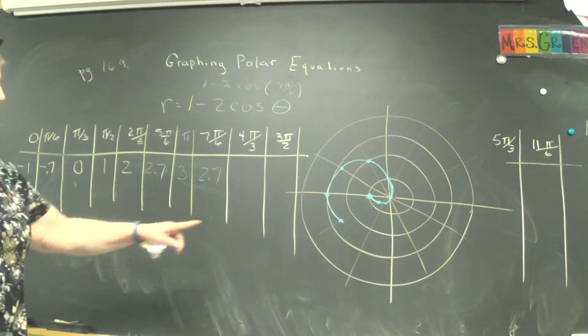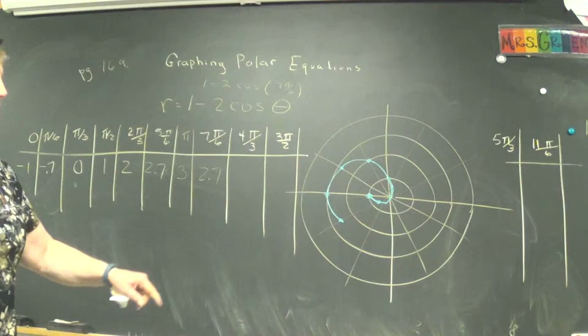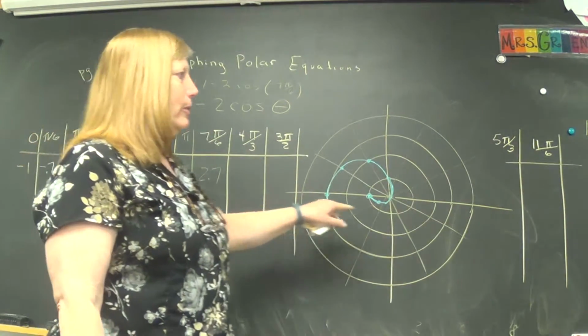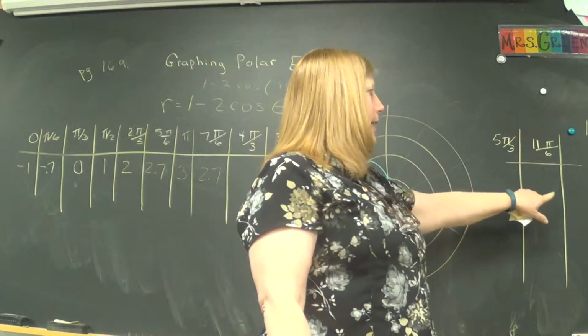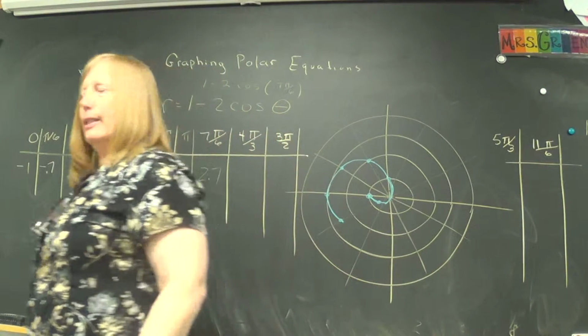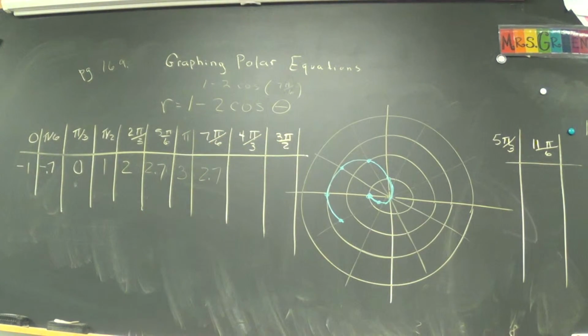Alright. Molly, do 4 pi over 3. Bailey, 3 pi over 2. Allie, 5 pi over 3. Hannah, 11 pi over 6. And then we'll be done. 2 for which one? 4 pi over 3? Alright.